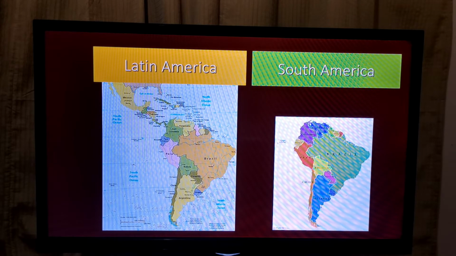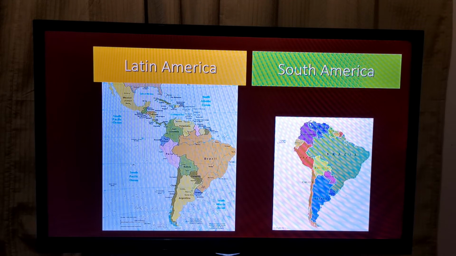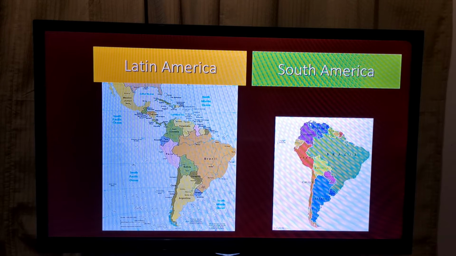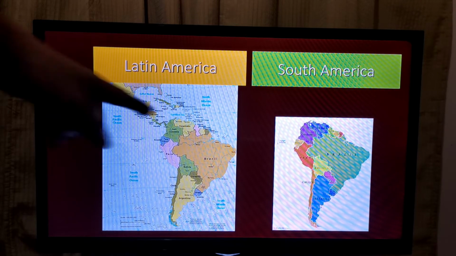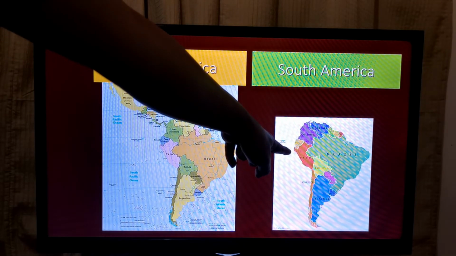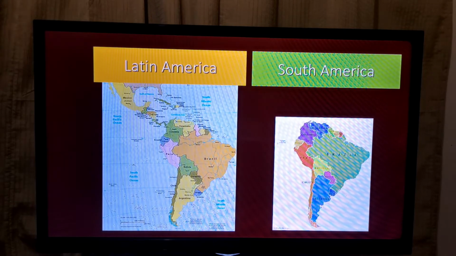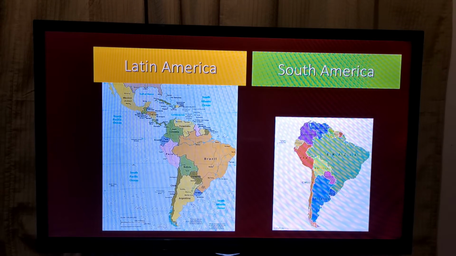South America is more of a geographic term or a biophysical term. It refers to the mass of land that is shaped like an ice cream cone. Okay? And you have those countries there. Okay? It's the continent that is south of North America. So it's called South America.